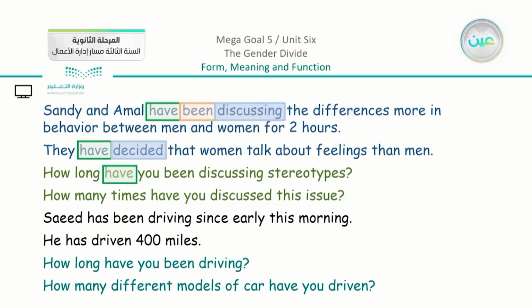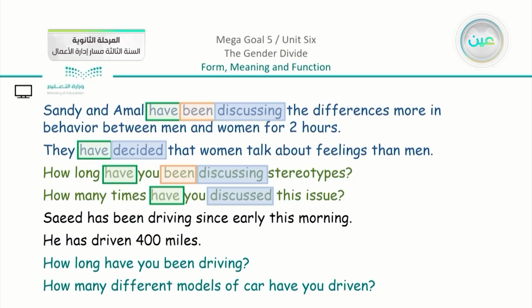We have here a question, how long? How long have you been discussing? Present perfect progressive. And here, how many times have you discussed this issue? So you can see that I'm asking how long. I'm asking about time or duration. And the second time, I'm asking about a number, which indicates result.